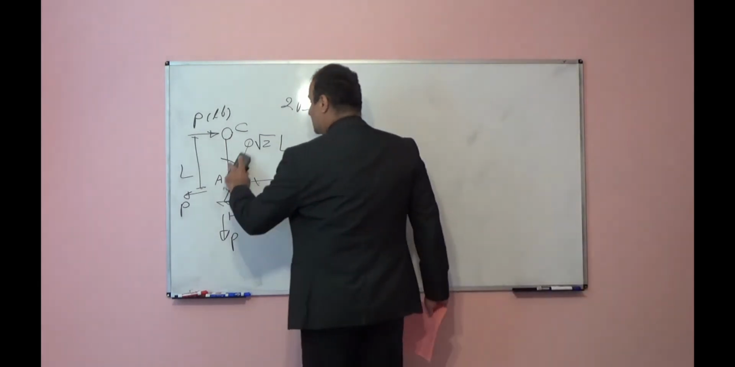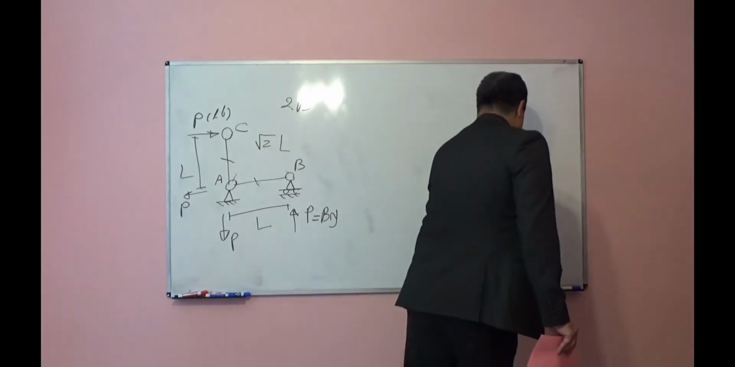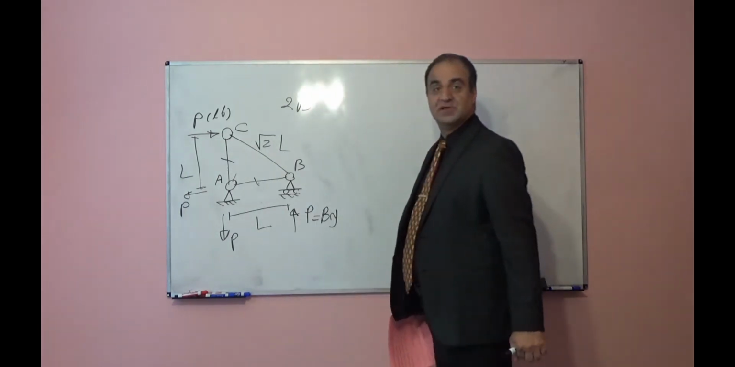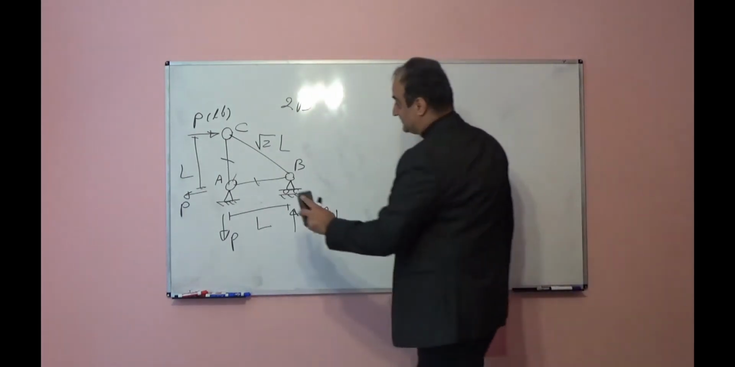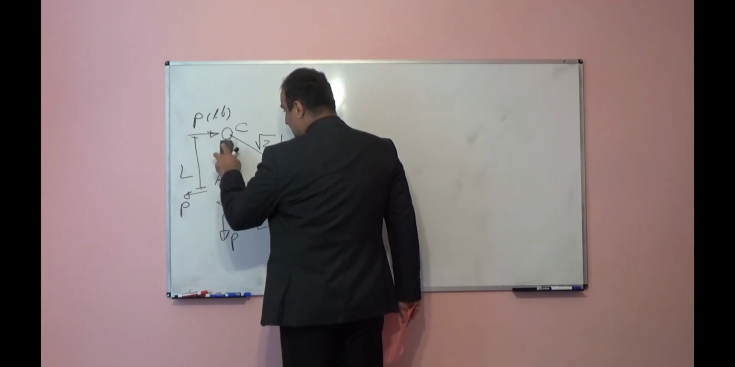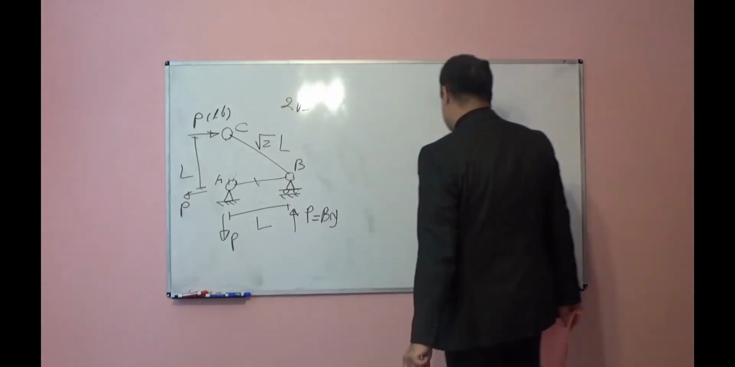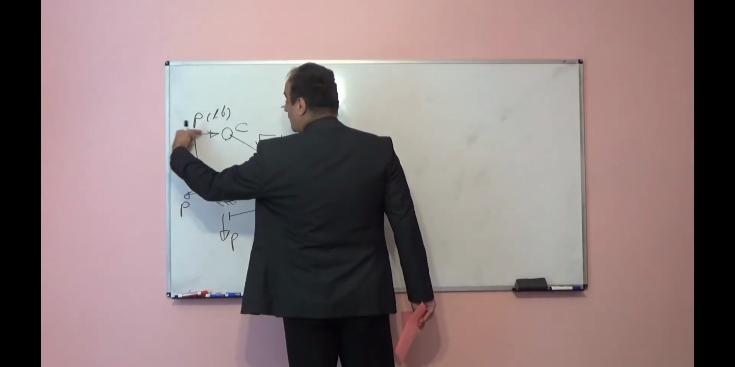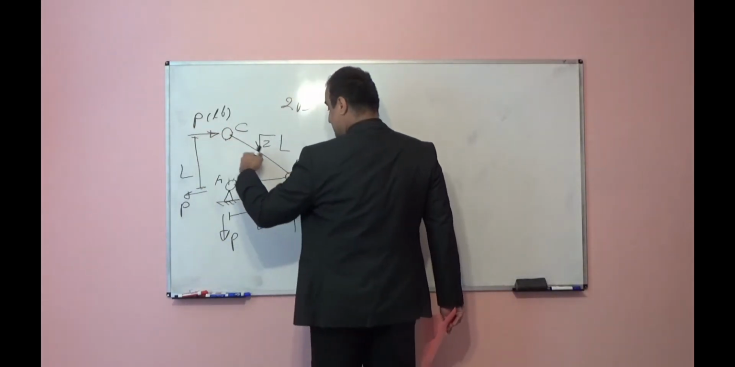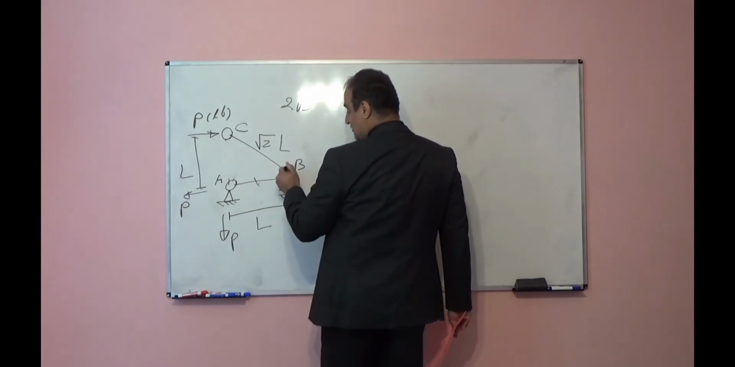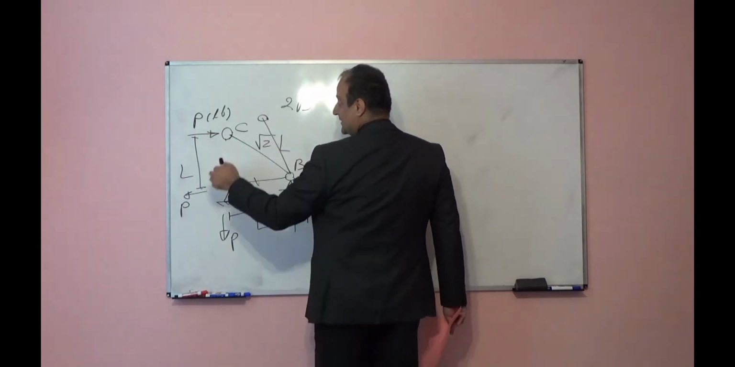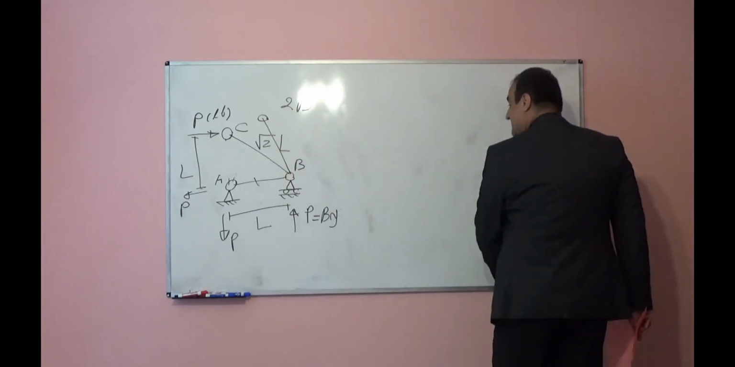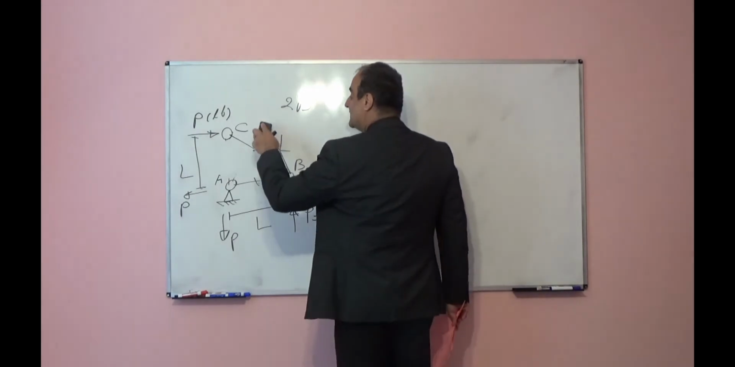Or if you want to see, for example, whether member AC is in tension or compression, remove that member. If you remove that member, this structure will be unstable, and if you apply load P from left to right, this CB will rotate with respect to B and it will move like this. So the distance from A to C will increase. That means that member is subjected to tension.